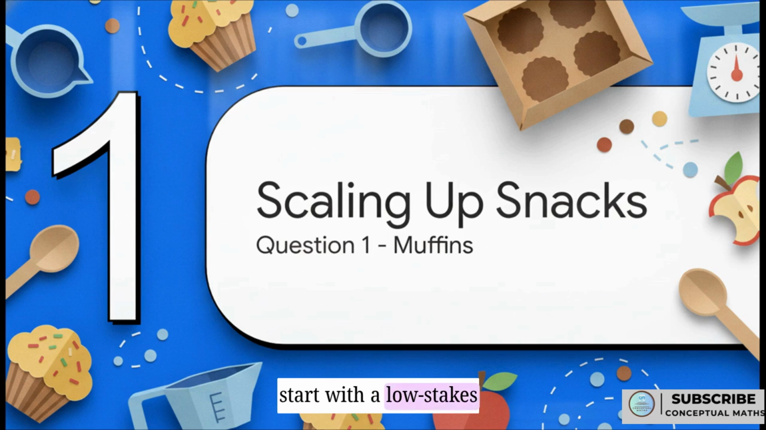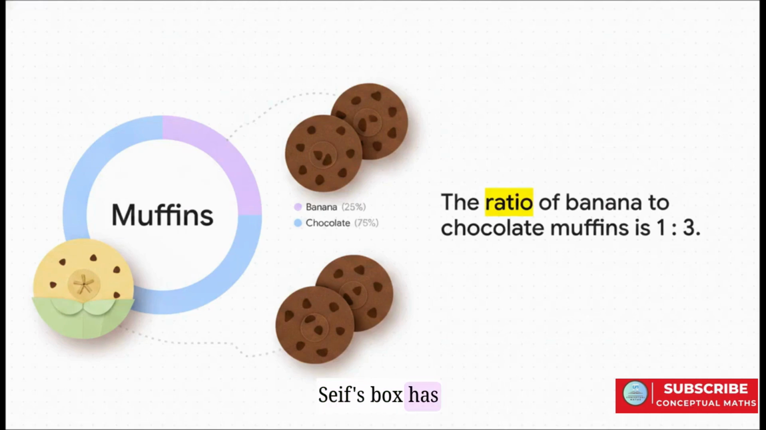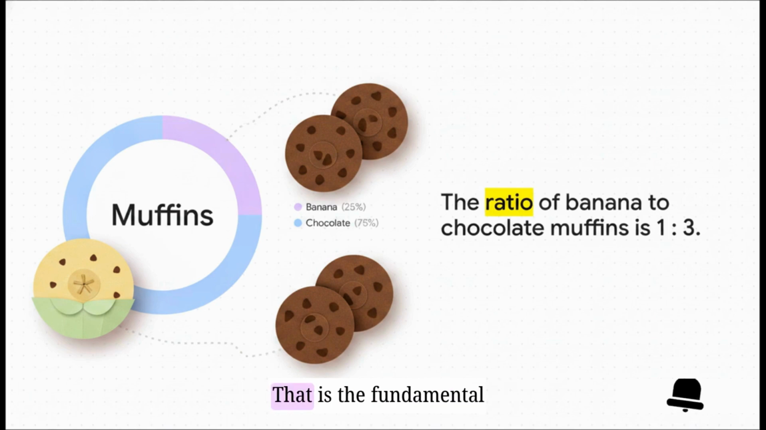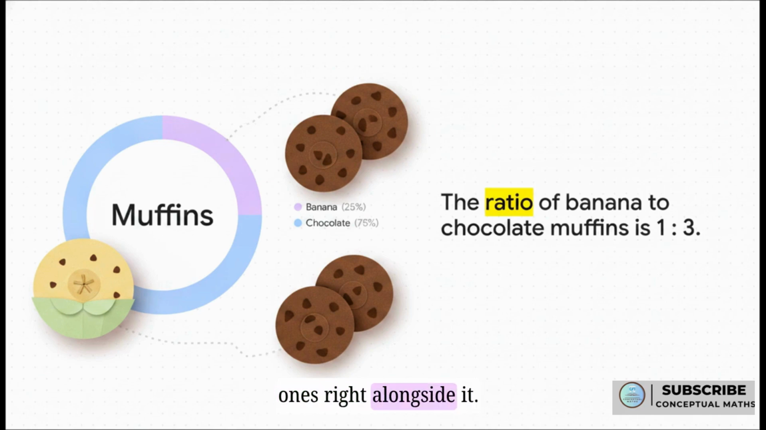All right, Section 1, Scaling Up Your Snacks. Let's start with a low-stakes scenario right in the kitchen. We're going to take a look at Seif's box of muffins. So Seif's box has a base ratio of 1 banana muffin for every 3 chocolate muffins. That is the fundamental relationship here. For every single banana muffin you pull out of that box, expect 3 chocolate ones right alongside it.